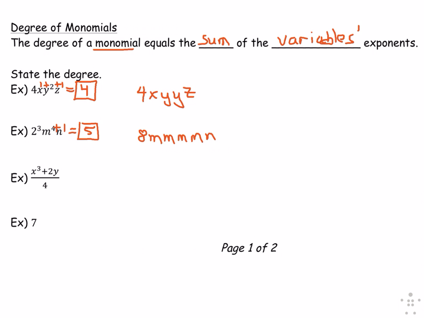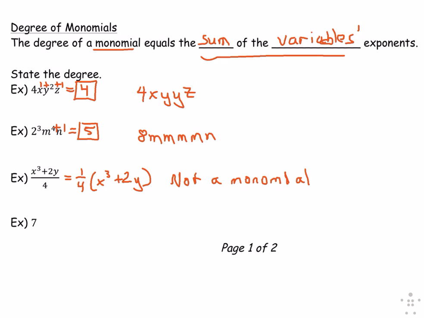Look at the next one, pause if needed, think carefully about this example. Here, since dividing by 4 is the same thing as multiplying by 1/4, we see that this is not a monomial. So we would just say not a monomial, because since it isn't, we can't go by the rule of summing the variable's exponents to come up with the degree. It's not a monomial.